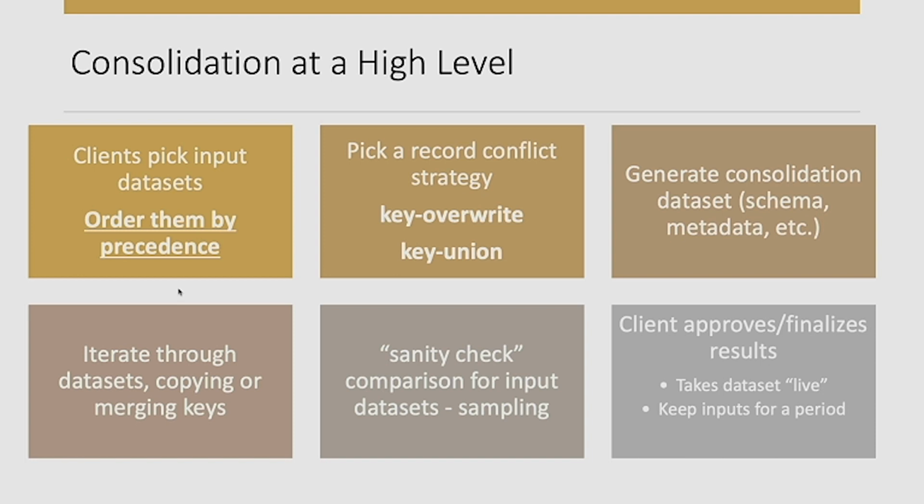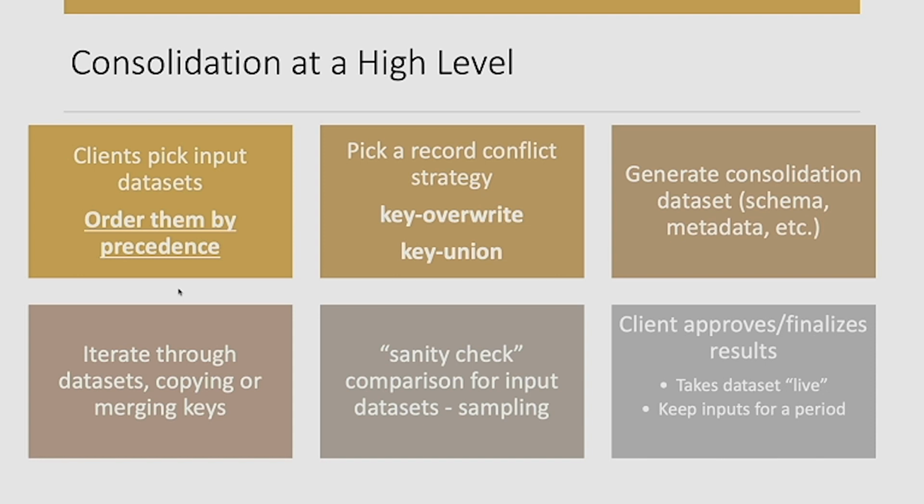Then you generate the consolidation data set. This is basically running through the schemas of your input data sets and their metadata and doing some combinations there to generate your target data set schema. Then you iterate through the data sets that you want to consolidate, copying or merging keys. First data set that we move over is essentially a full copy of the data set to build kind of a template consolidated data set to merge into. And the rest of them run the merging algorithm that I was just talking about.